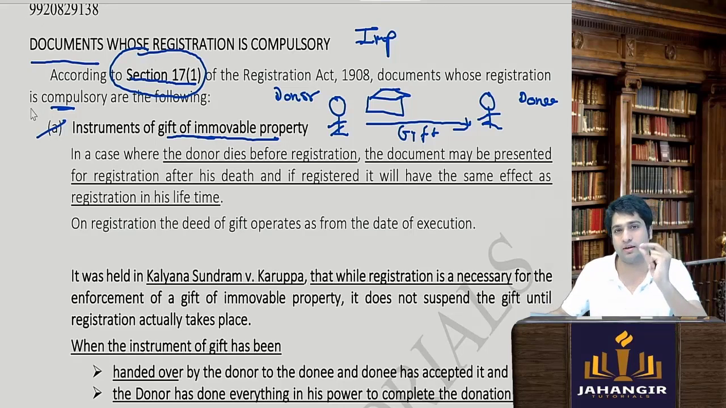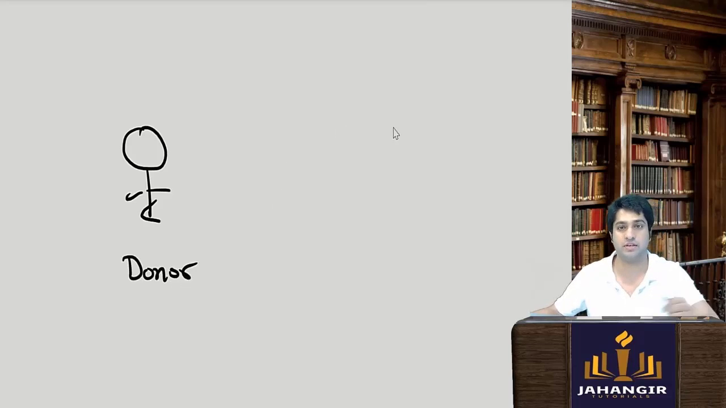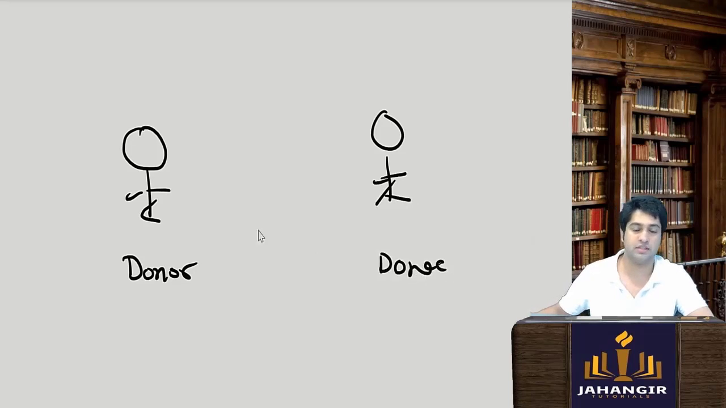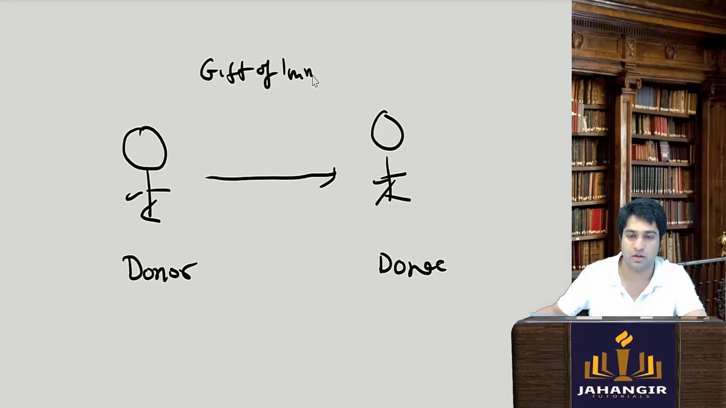Now there are some situational questions related to this. First, let's say this is the donor, that is the person who is giving the gift, and the person to whom he is giving is the donee, the recipient of the gift. So here there is a gift of immovable property. So these people made a gift deed.